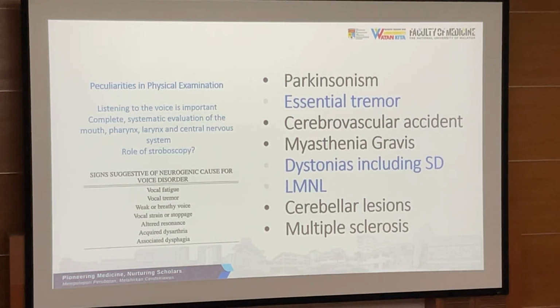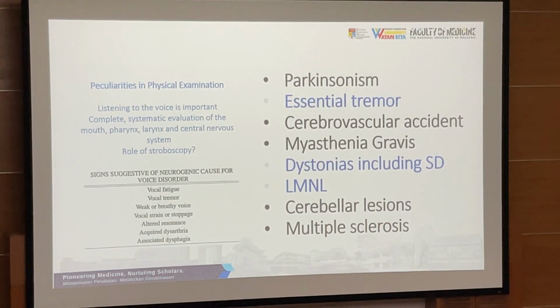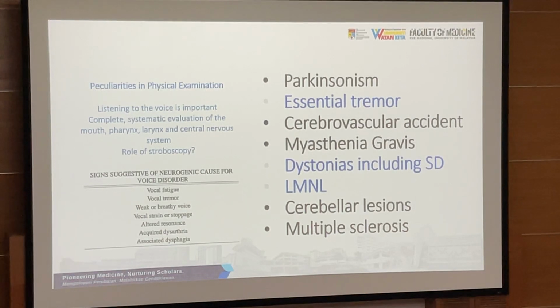Neurological diseases that can affect the larynx include patients who have Parkinsonism, essential tremor, cerebrovascular accident, myasthenia gravis, dystonias including spasmodic dystonia, spasmodic dysphonia, cerebellar lesions, and multiple sclerosis.